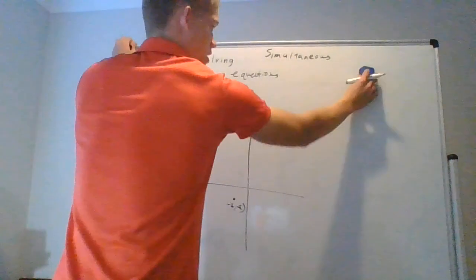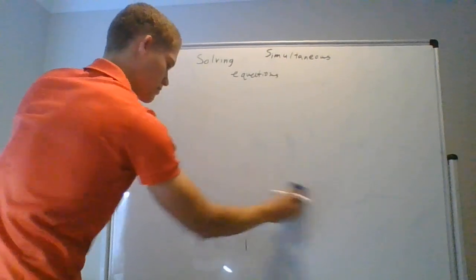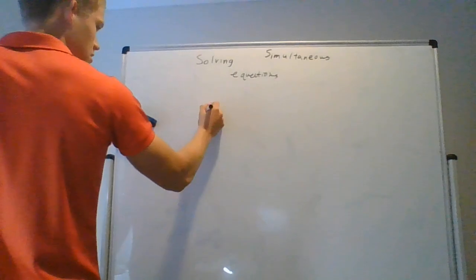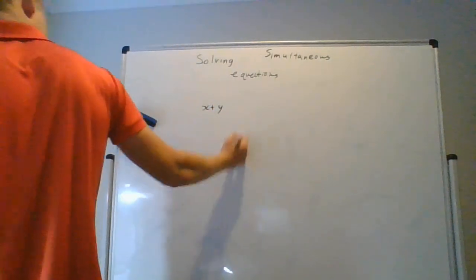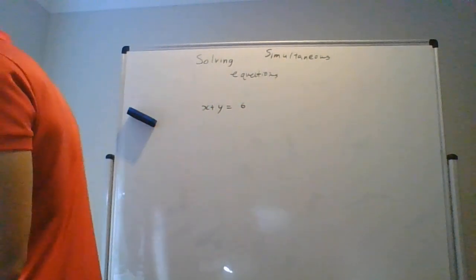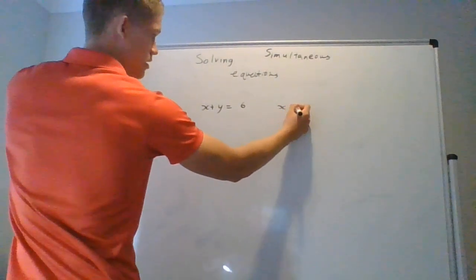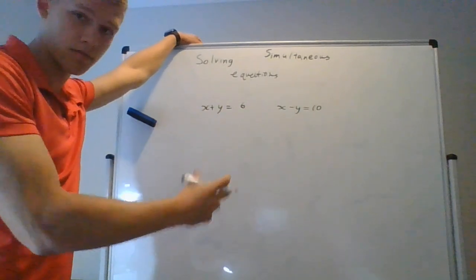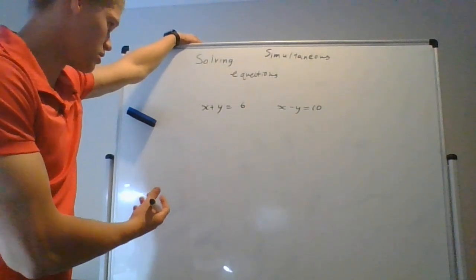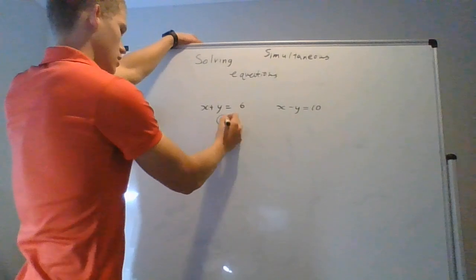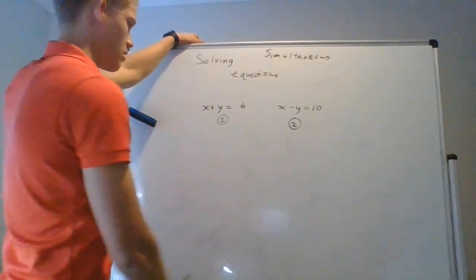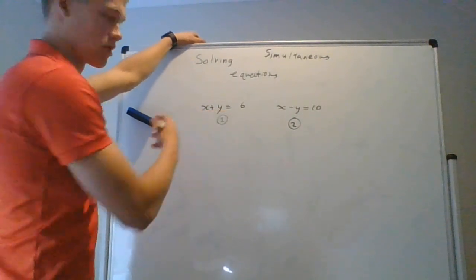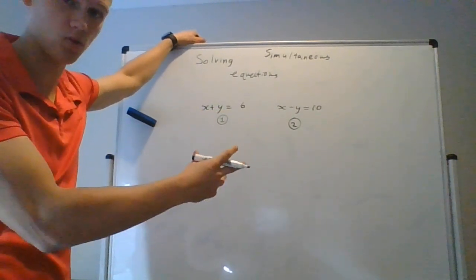Now, a second method is called the elimination method. So let's say we have x plus y equals 6, and we also have x minus y equals 10. Now, instead of substituting, we can look at both of these equations. We'll name this equation 1 and this equation 2. So basically we need to cancel out one of the unknowns, because we can't solve an equation with two unknowns. You need to cancel one of them out.